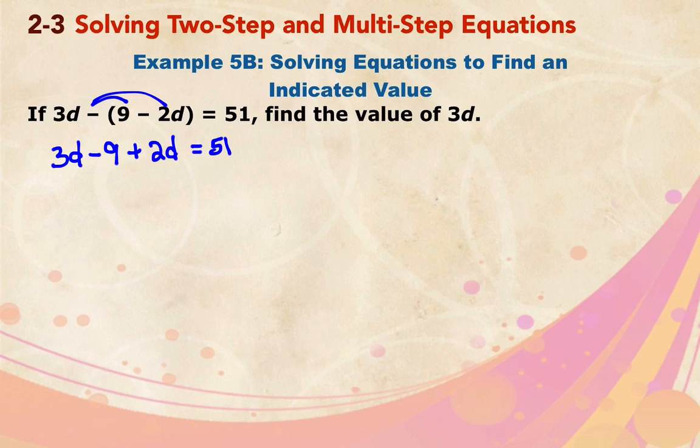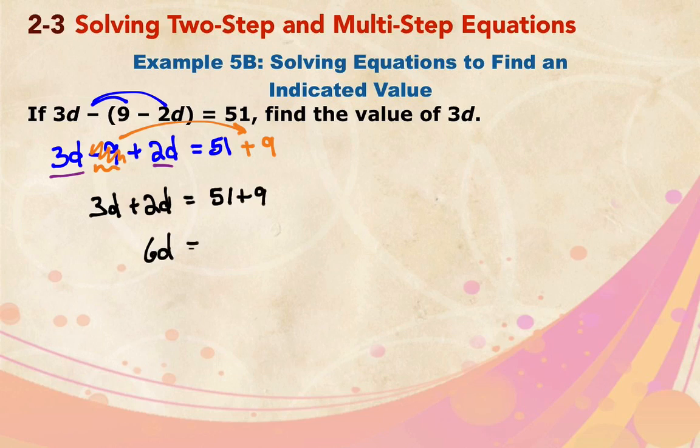equals 51. So keep my letter terms, they're here and they're on the left, so that's good, we'll leave them there. But we'll take this negative 9 and bring it over here to the right and make it a plus 9 and get rid of it. So at the end of this, I have 3d plus 2d equals 51 plus 9. 3d and 2d is 6d. 51 plus 9 is 60. So I'm going to divide both sides by 6. I get a final answer of d equals 10.